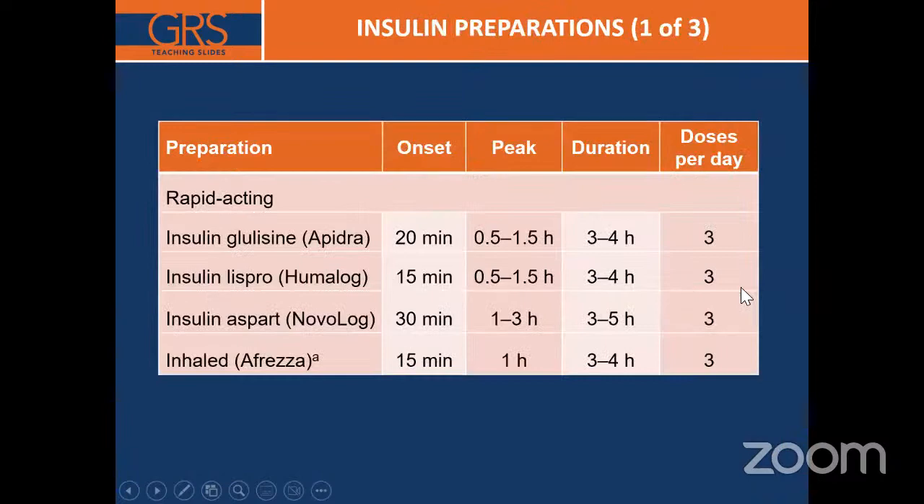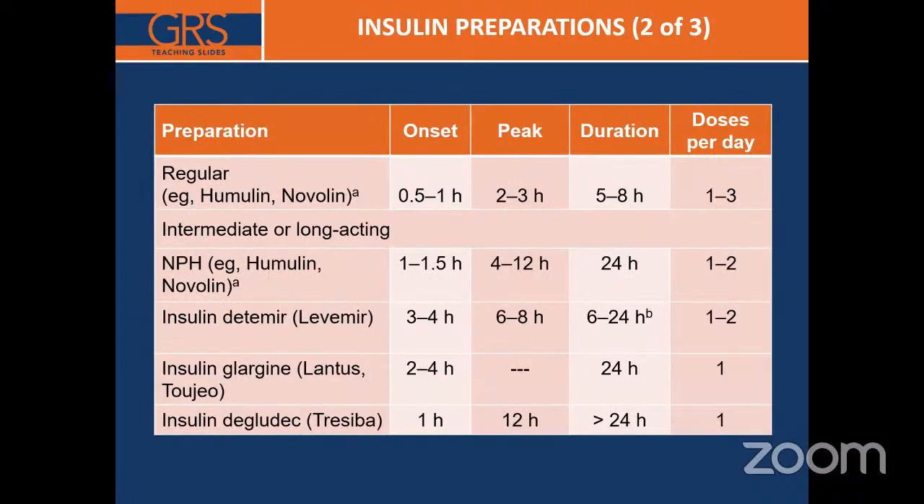Moving on, now we're coming to the insulin preparations. We have some rapid-acting insulin preparations like insulin glulisine, lispro, and aspart. The peak time for glulisine is 0.5 to 1.5 hours. Same goes for lispro. Aspart is 1 to 3 hours. Then we have inhaled ones also, and the peak time is about 1 hour. Coming to the regular ones, we have Humulin and Novolin. Their peak timings are about 2 to 3 hours.